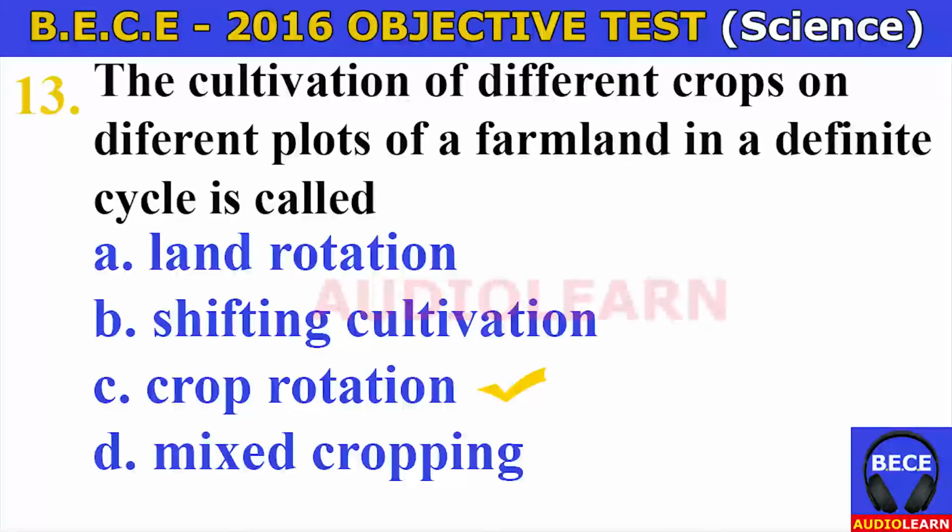Number 13. The cultivation of different crops on different plots of a farmland in a definite cycle is called A. Land rotation, B. Shifting cultivation, C. Crop rotation, D. Mixed cropping. And the answer is C. Crop rotation. The cultivation of different crops on different plots of farmland in a definite cycle is called crop rotation.